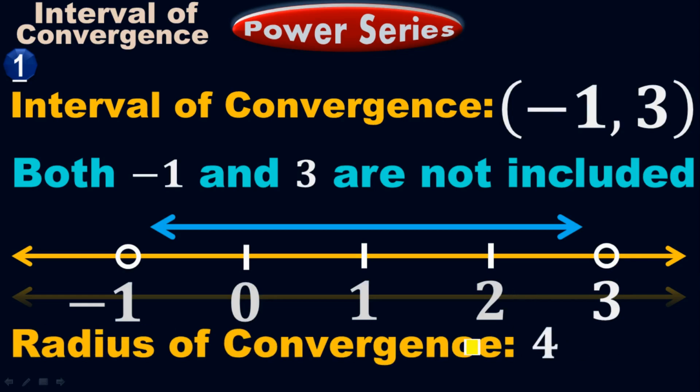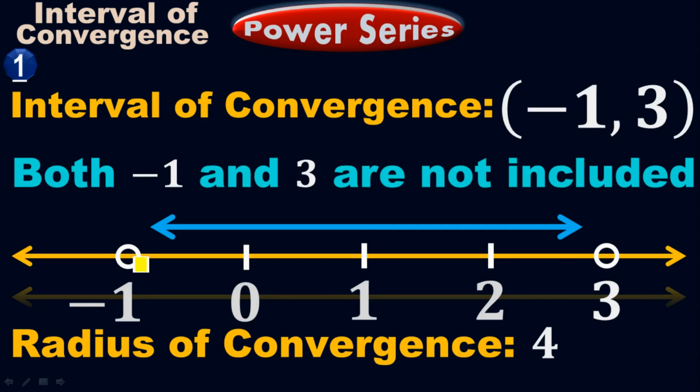Sometimes they may ask about the radius of convergence, like the question may ask to find the interval of convergence and the radius of convergence. The interval of convergence is (-1, 3). The radius of convergence is 4. We have 4 points between -1 and 3: 1, 2, 3, 4. So the radius will be 4.